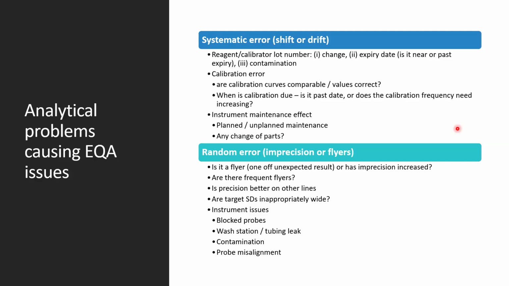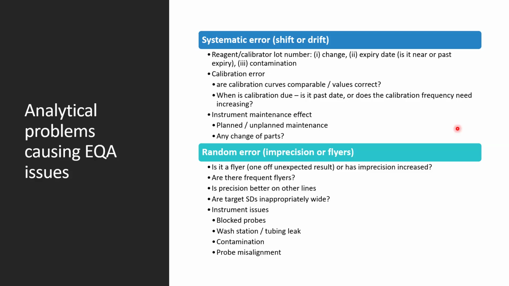Then another issue is instrument maintenance. If a systematic error has happened, we ask a question: has the instrument had planned or unplanned maintenance? Has there been any change of parts? Do we need to do an extra clean? So these are the things that should be flagged when we see this kind of shift or drift.